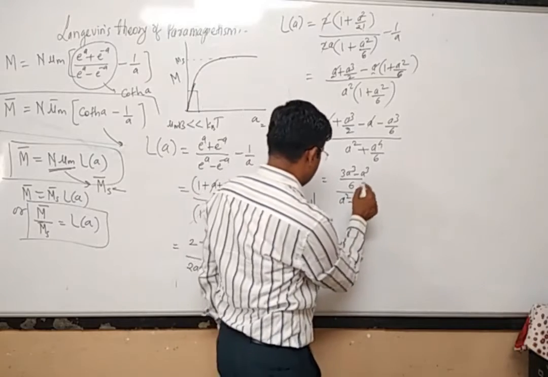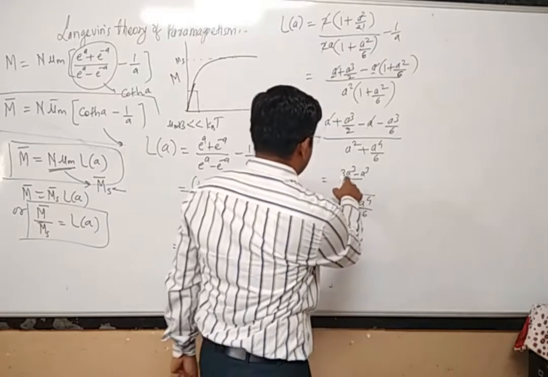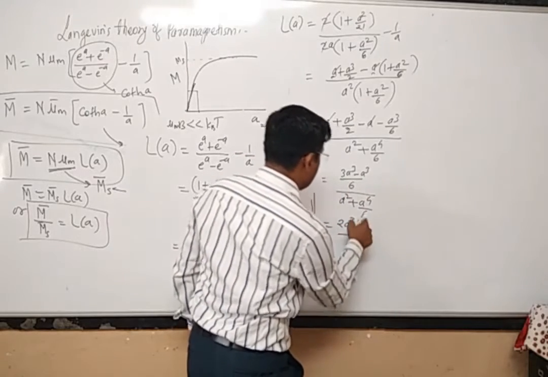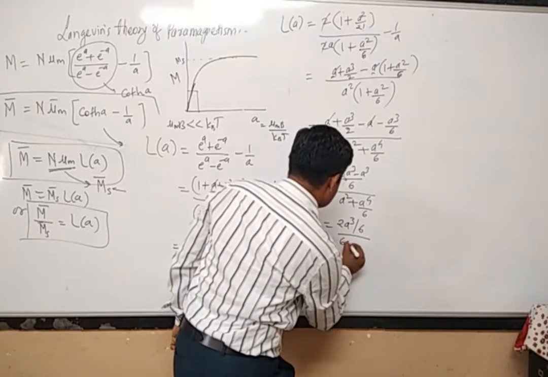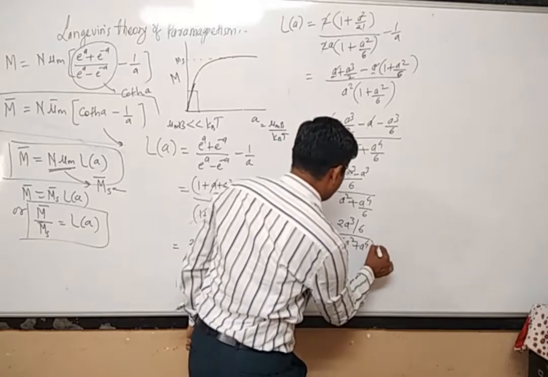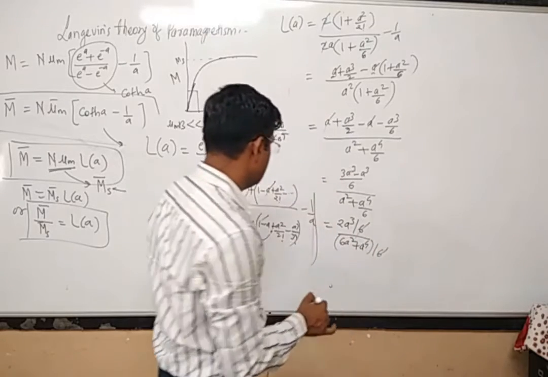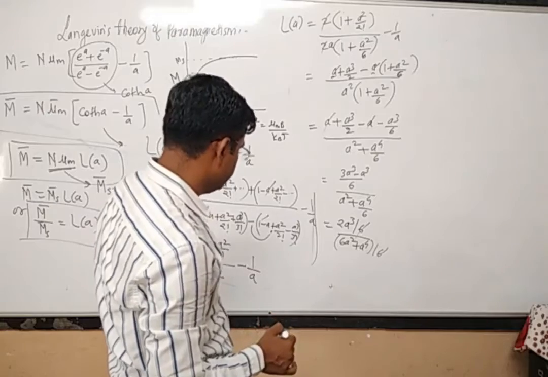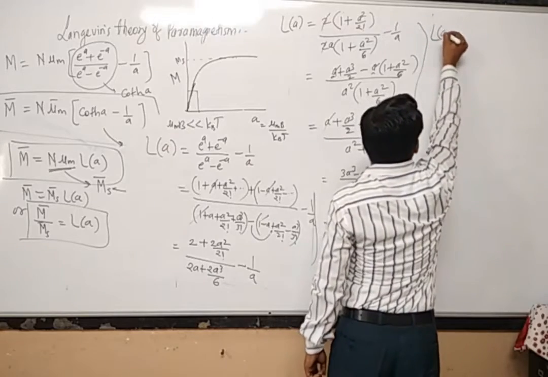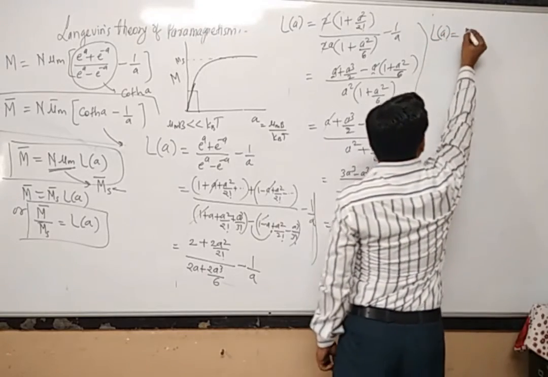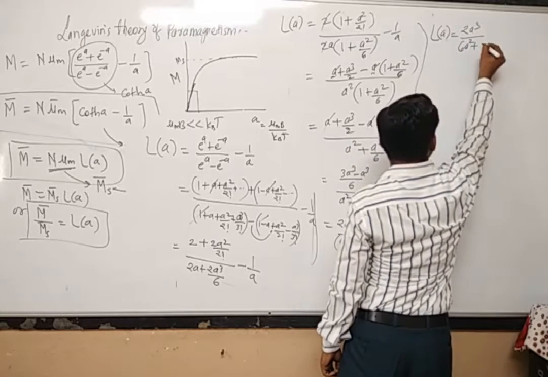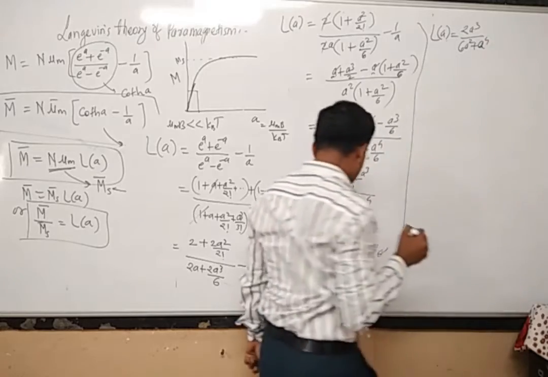Okay. So obviously thrice a cube minus a cube, that will be twice a cube by 6. And again let us cross multiply, 6a square plus a raised to power 4 divided by 6. So this 6 goes down. So finally what we are left with? We are left with L of a is equal to twice a cube divided by 6a square plus a raised to power 4.